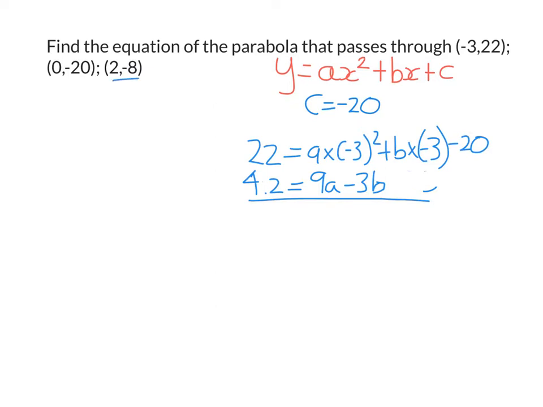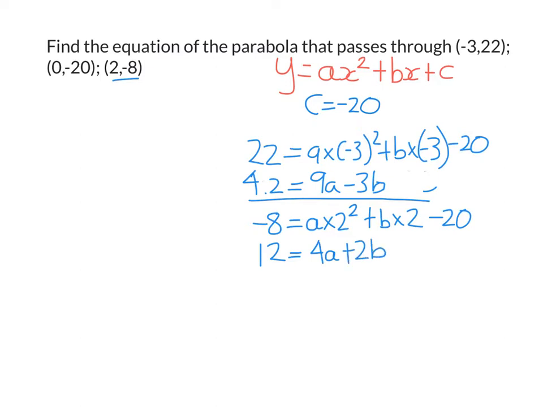Now, if I substitute in this point, I get y equals a times x squared plus b times x plus c. So rearranging this equation, adding 20 to both sides, I get 12 is equal to 4a plus 2b. So I now have 2 equations that I will solve simultaneously. Now, I can't use the substitution method because neither the a nor the b is the subject of the equation. I need to use elimination.